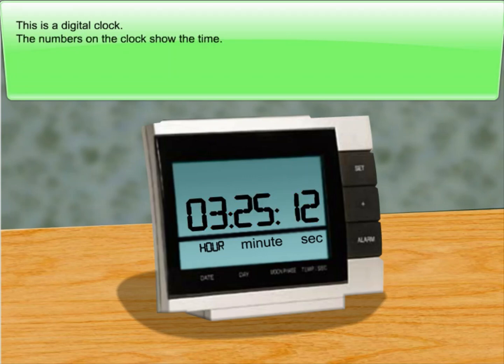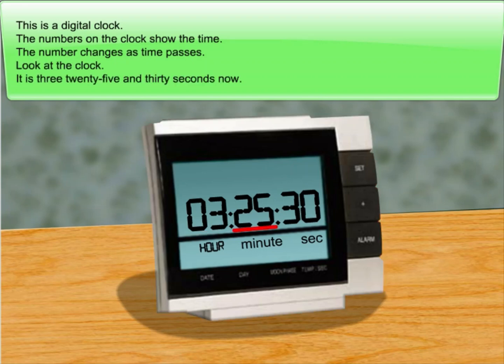The numbers in the clock show the time. The number changes as time passes. Look at the clock. It is 3:25 and 30 seconds now.